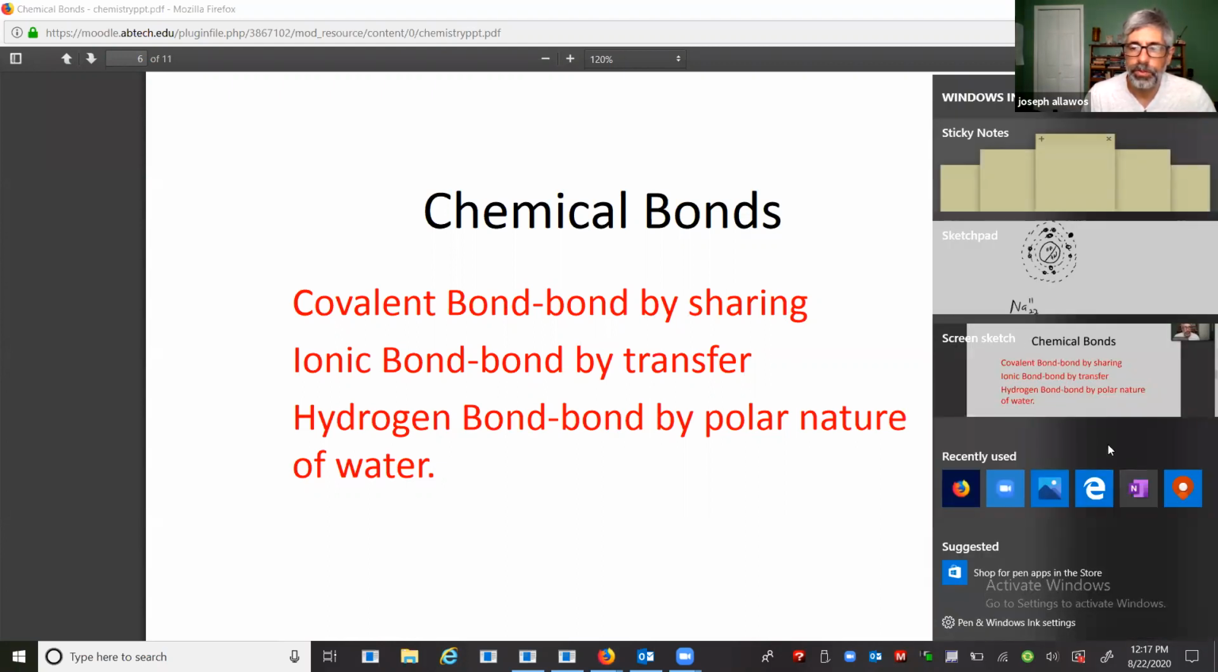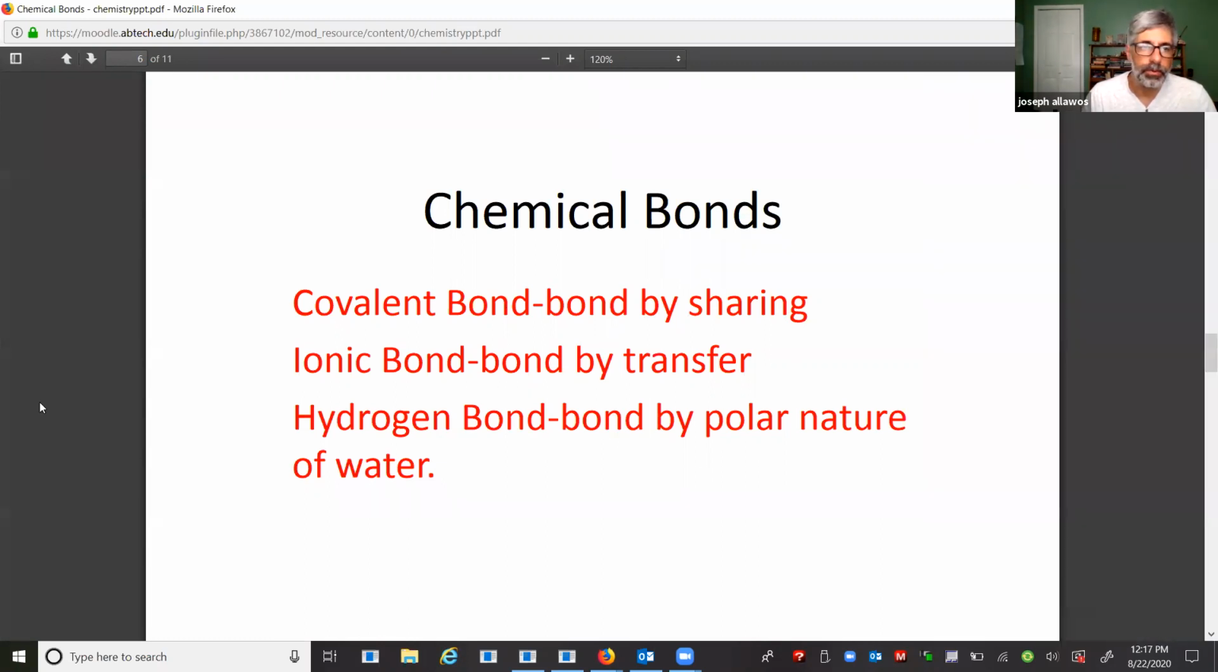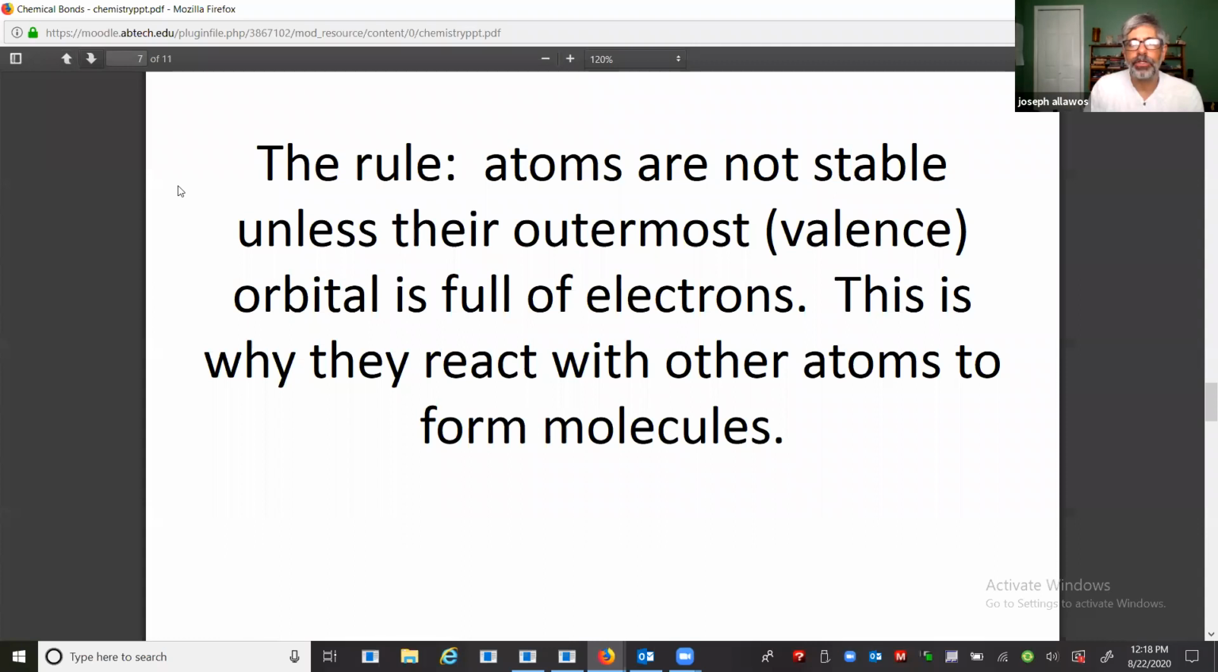There are some rules about why these atoms react with one another to form molecules. The rule is that atoms are not stable unless their outermost orbital is full of electrons. Think about what that's saying. Well, if it's only got one orbital, like say hydrogen, it only has one electron, well, it needs a second one. If it's something like carbon, it has to have 8 in its outermost orbital to be stable. This is why they react with other atoms to form molecules. So let's look at some examples of this.